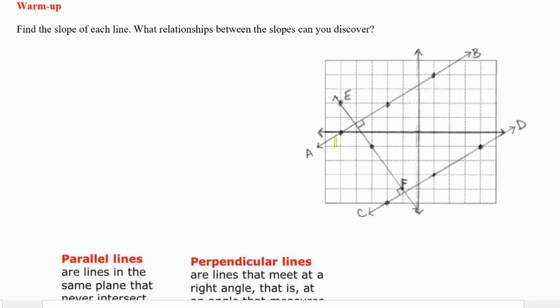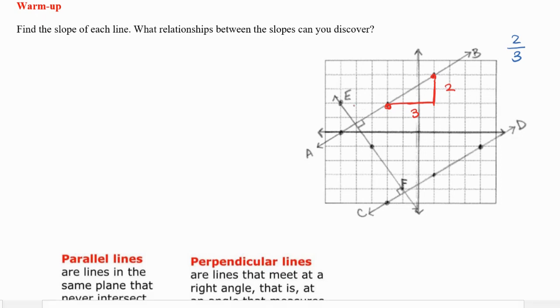Alright, let's find the slope of the line AB. So let's do rise over run. So we already have 2 points here. So we're going to count the run. That is 3. Rise is a 2 and the run is a 3. So rise over run is 2 over 3.